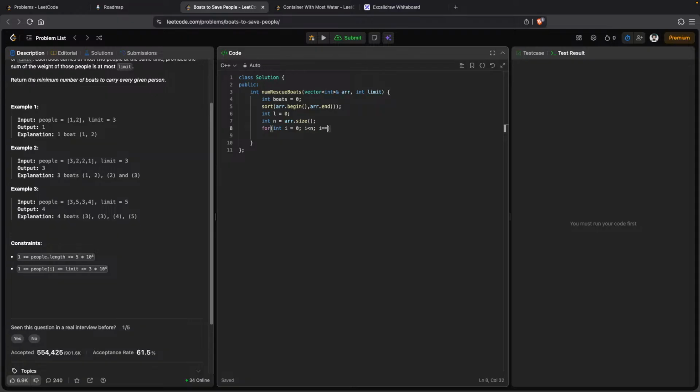Okay, now if I found array of i is equal to limit, then boats plus plus and continue. We will move to the next iteration.